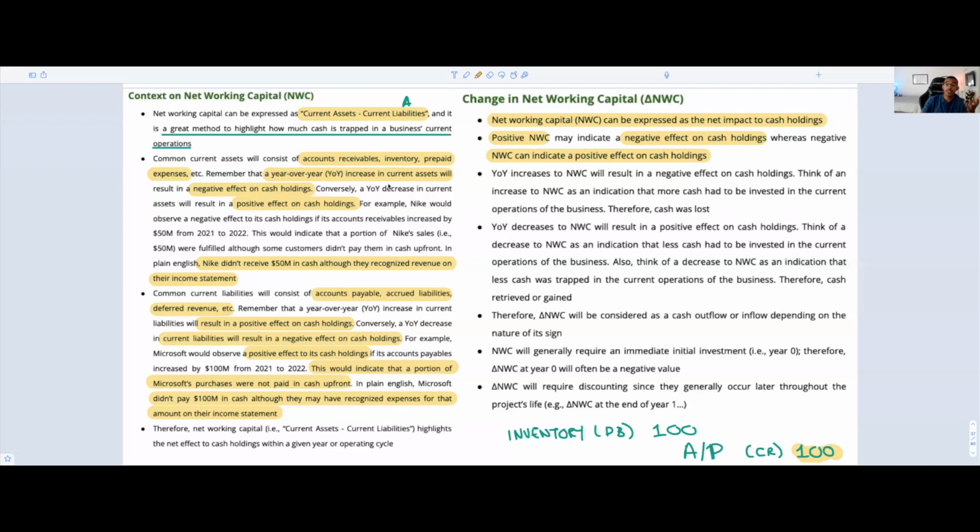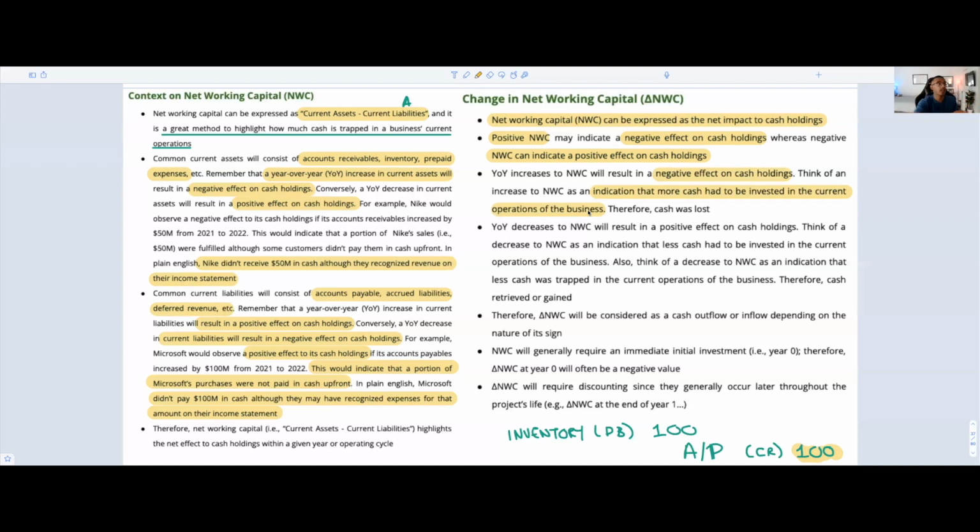So a year-to-year increase in the NWC is going to result, of course, in a negative effect to cash holdings. So in other words, I want you to think of an increase to net working capital from a year to year, so the change in net working capital, if it's positive, as an indication, okay, that more cash had to be invested in the current operations of the business, okay? More cash is being invested in the current operations of the business, or more cash is being lost in the operations of the business. There's two frameworks to apply here. Think about it with me.